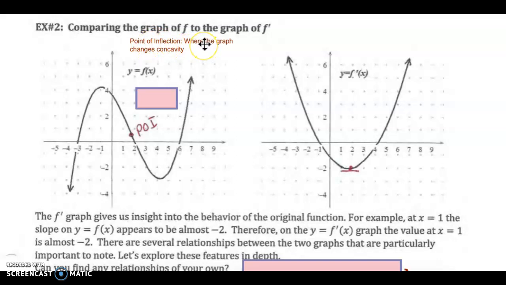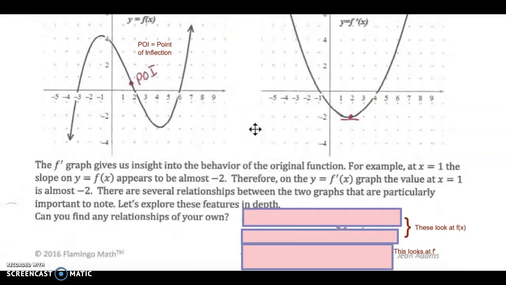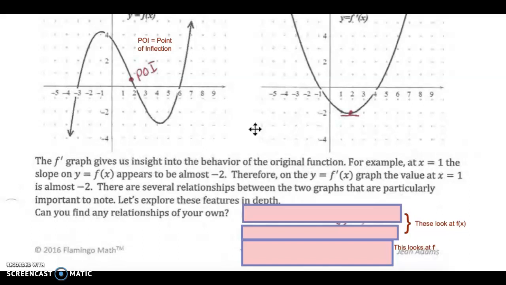And it says the point of inflection is where the graph changes concavity. And I just put POI as point of inflection. So this is where it changes concavity from being concave down to concave up. Okay, that point is going to end up being important later. If we look down here, it says the f prime graph gives us insight into the behavior of the original function. For example, at x equals 1, the slope on the original function appears to be almost -2. So at x equals 1, here's 1, we can almost say that the slope is -2 because if we go down to over 1, it's pretty much -2, right about.